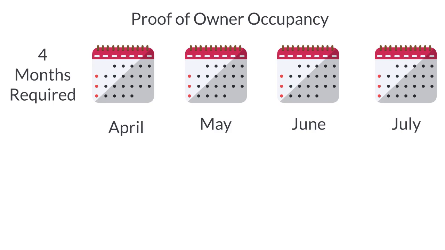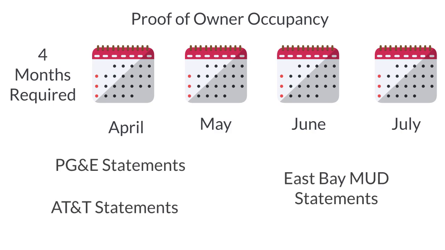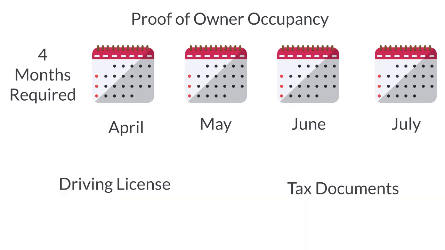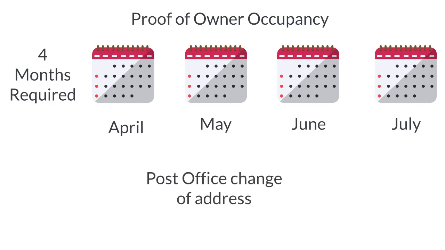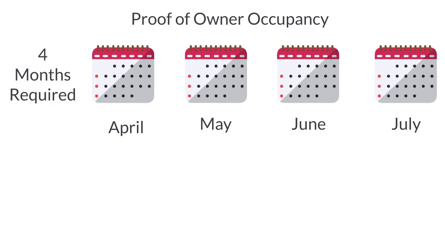To prove owner residency, rent board regulations require proof that spans a 4-month period. Proof may be anything that demonstrates residency. Examples include utility bills for the unit addressed to the owner residing at the unit, a driving license, tax documents, and post office change of address forms. To meet the burden of proof, this evidence should be 4 consecutive current months of documentation.